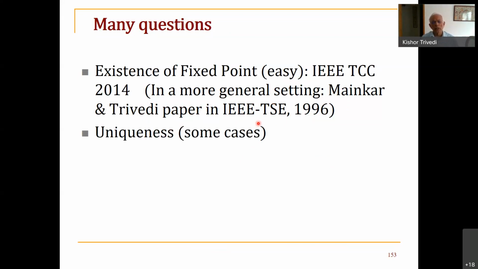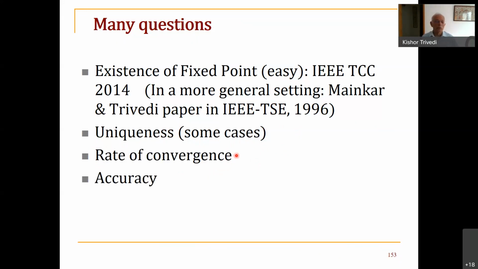The second question is, does this fixed point problem that we pose have a unique solution? Now, this is a much harder problem, and in some cases, we are able to show that there is uniqueness, but a lot of work is necessary. And then the actual way of solving such problems turns out to be iterative. And so the question is, what is the rate of convergence of such iterative methods? And then what is the accuracy that you obtain by solving this problem this way rather than the original monolithic model? And how scalable is this approach?